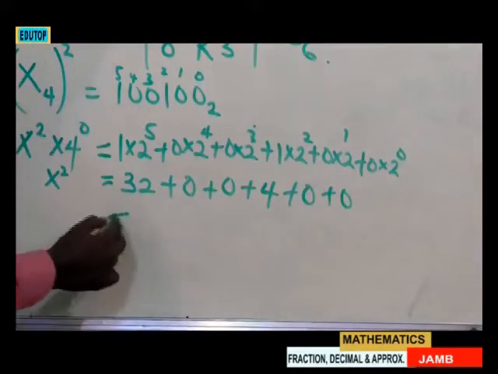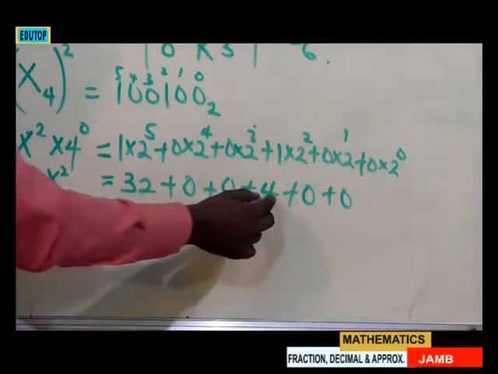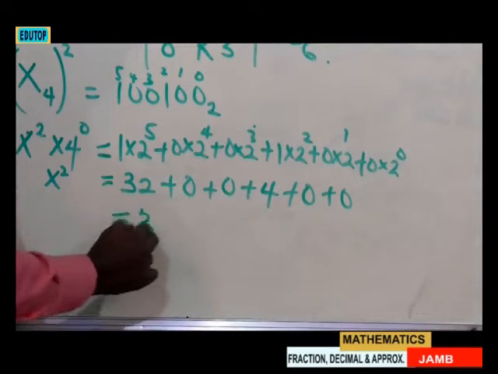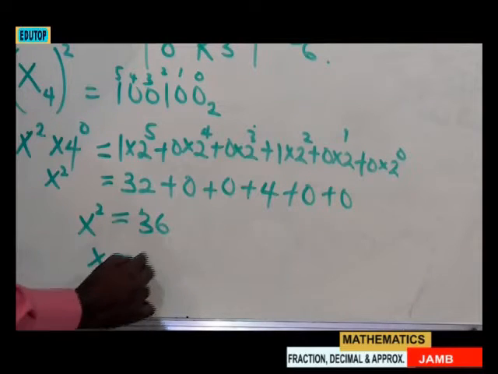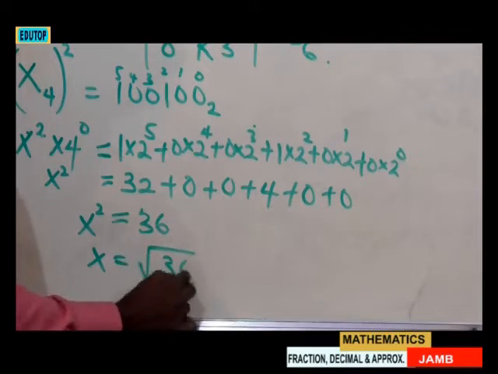Then I add this up. By adding this up, I'll have 32 plus 4. That is 36. So x squared equals 36. Then my x will be the square root of 36.